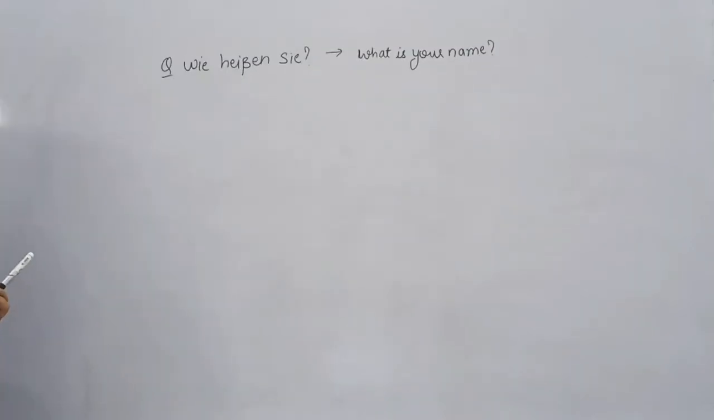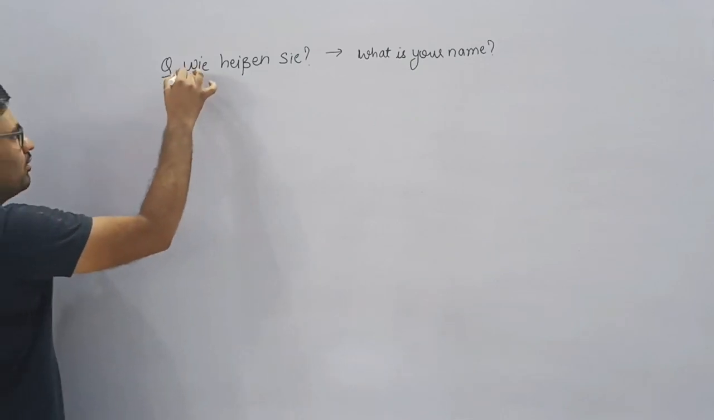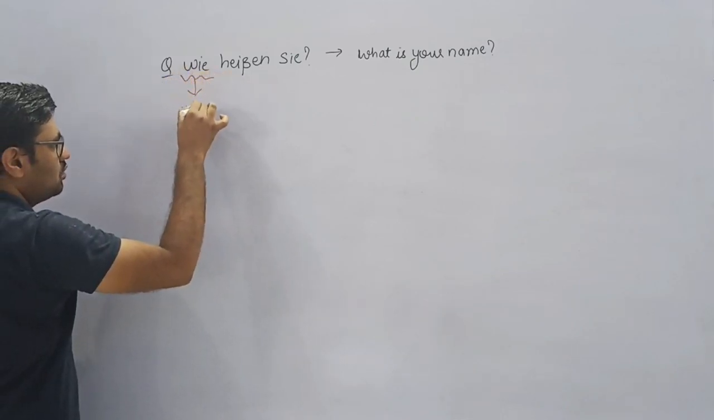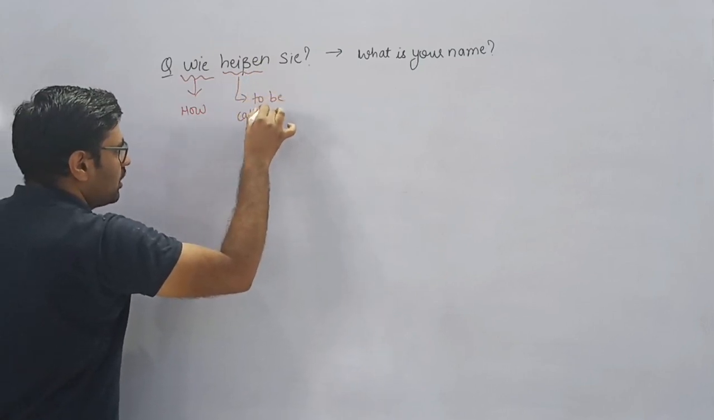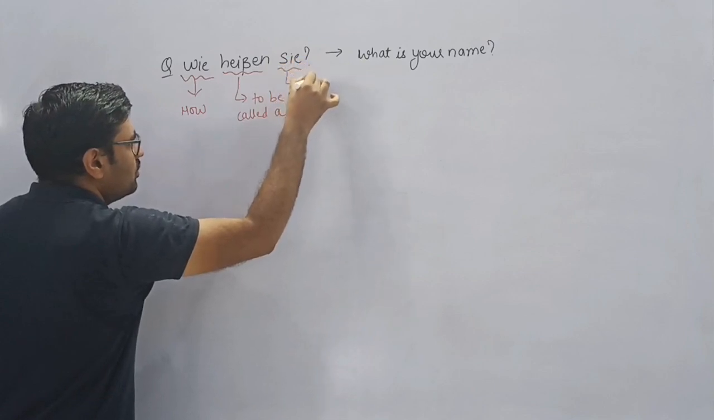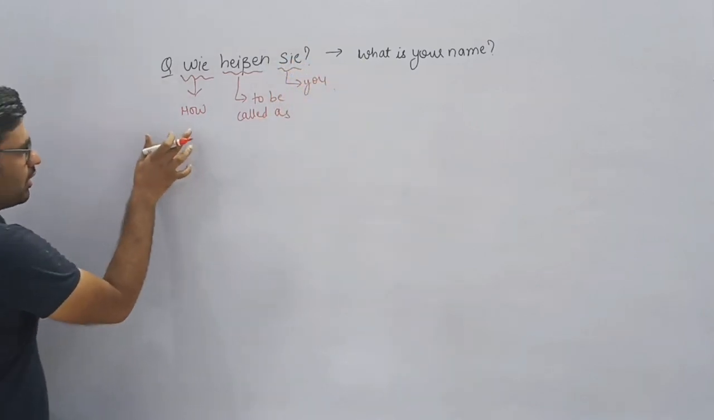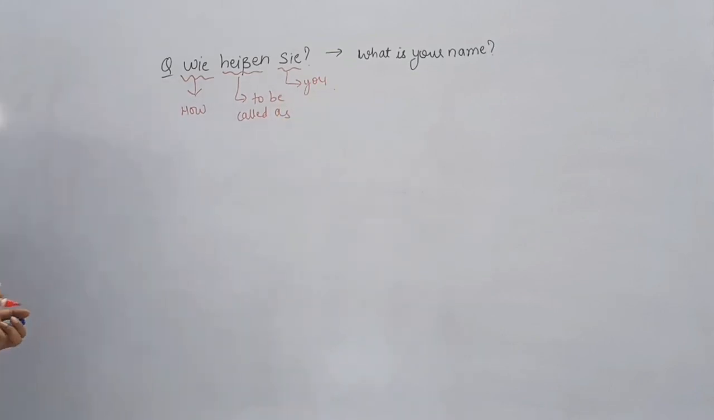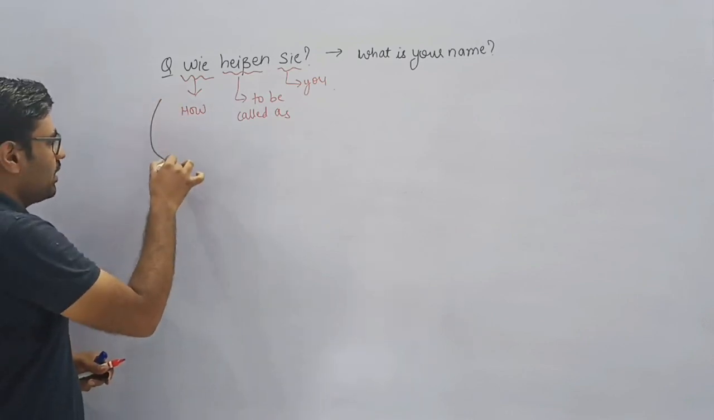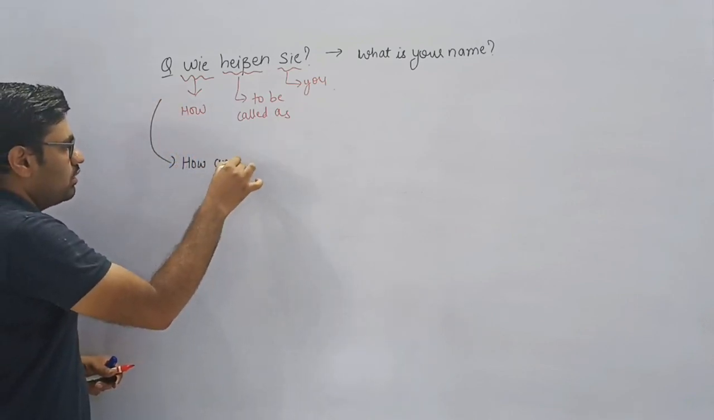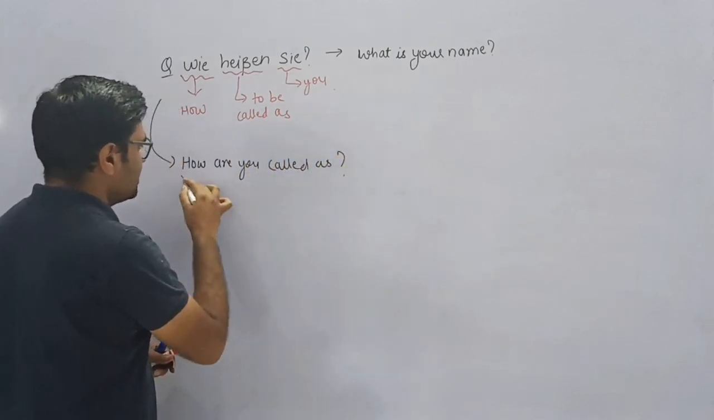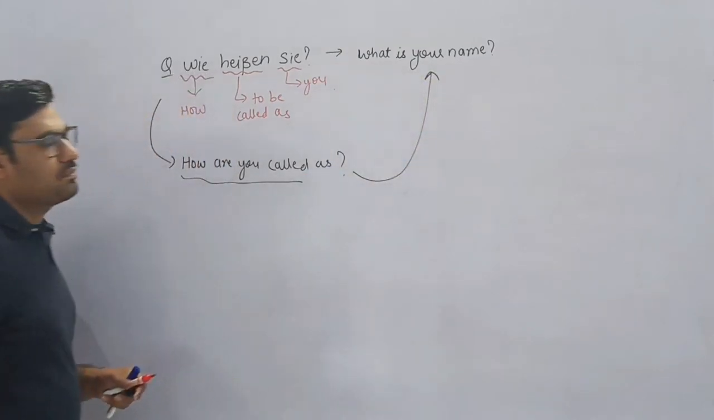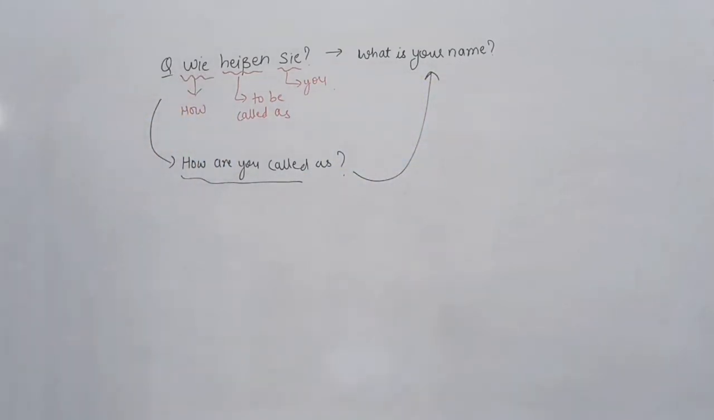If we go by literal meaning, this question asks that wie means how, heißen means to be called as, and Sie means you. If I combine these three words, what I'm getting is, how are you called as? This is the same as asking what is your name. Are you getting my point?